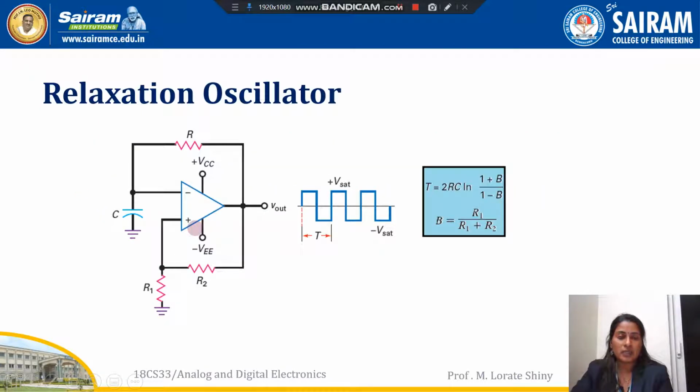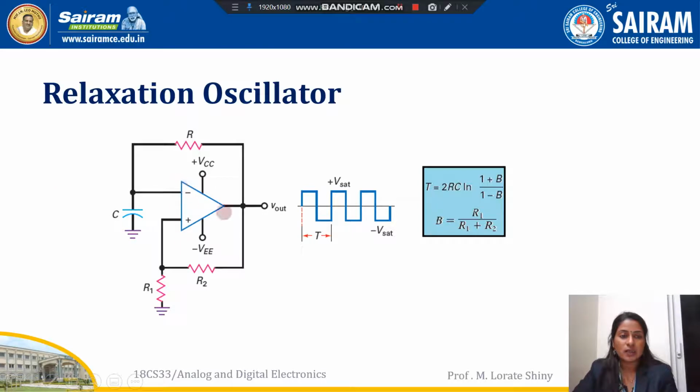Next one is relaxation oscillator. A relaxation oscillator is a free running oscillator. Free running is nothing but there will not be any input. It produces a square wave. Here the square wave is based on the charging and discharging time of the capacitor.